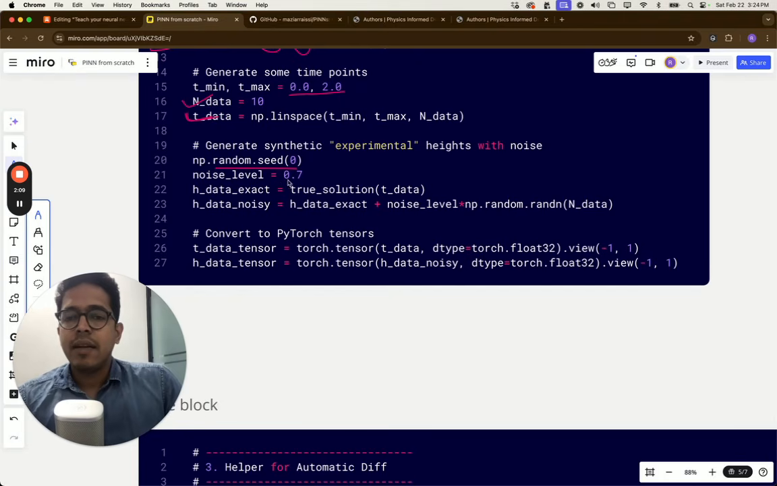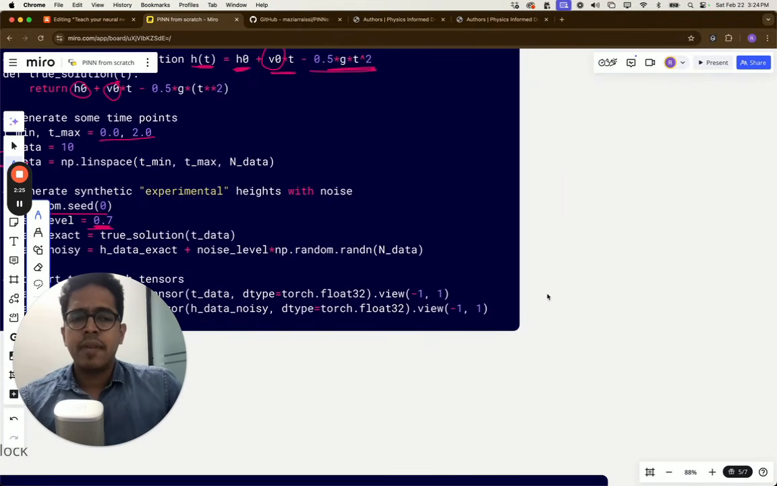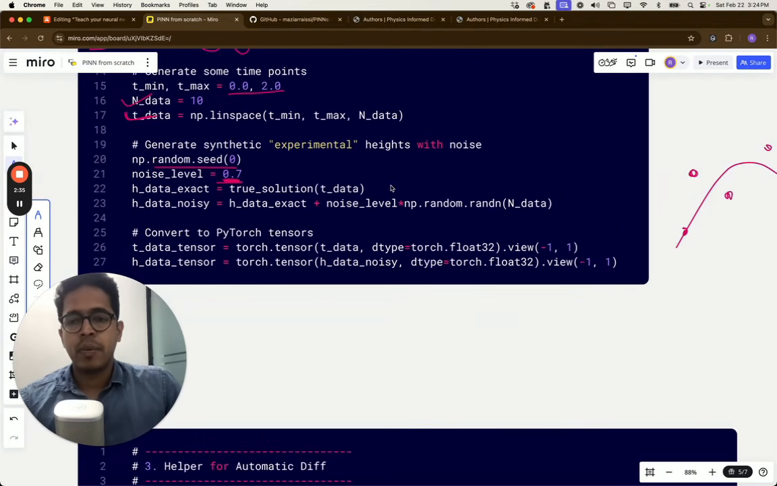And this noise level is a number that defines how much you are going to perturb this data set returned by the true solution to have something that mimics the experimental data. I will show the graph, then you will understand how this noise is impacting the data. But basically, instead of having data nicely distributed over a parabola, you may have data points distributed slightly like this, because you are adding a noise on top of the data generated using the equation of a parabola.